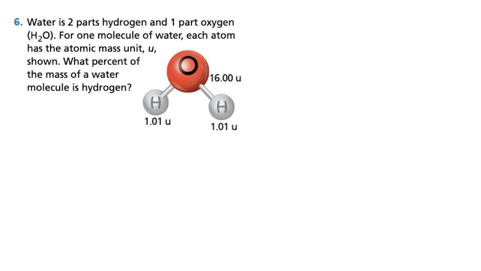All right, last problem is number 6 on page 146. It says water is 2 parts hydrogen and 1 part oxygen, H2O. For 1 molecule of water, each atom has the atomic mass unit, U, shown. What percent of the mass of a water molecule is hydrogen? I might try a bar diagram with this one. Let's do one together.